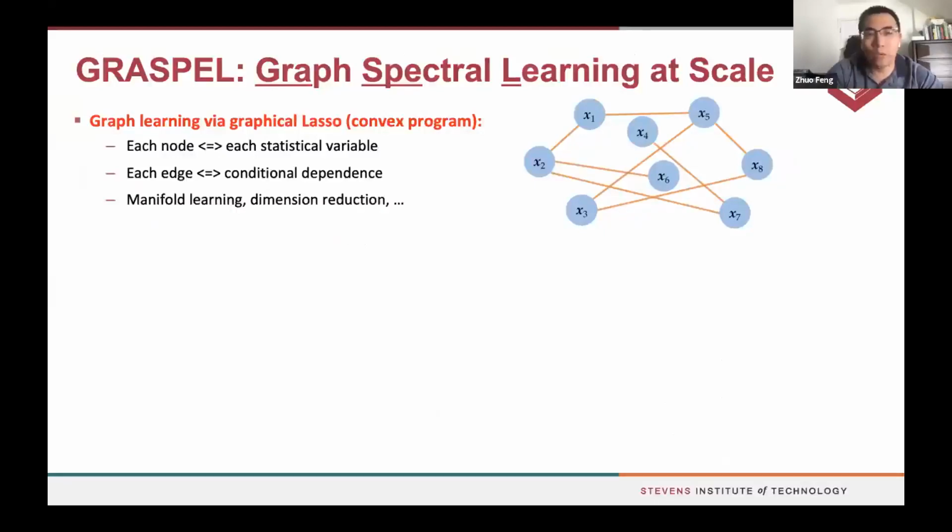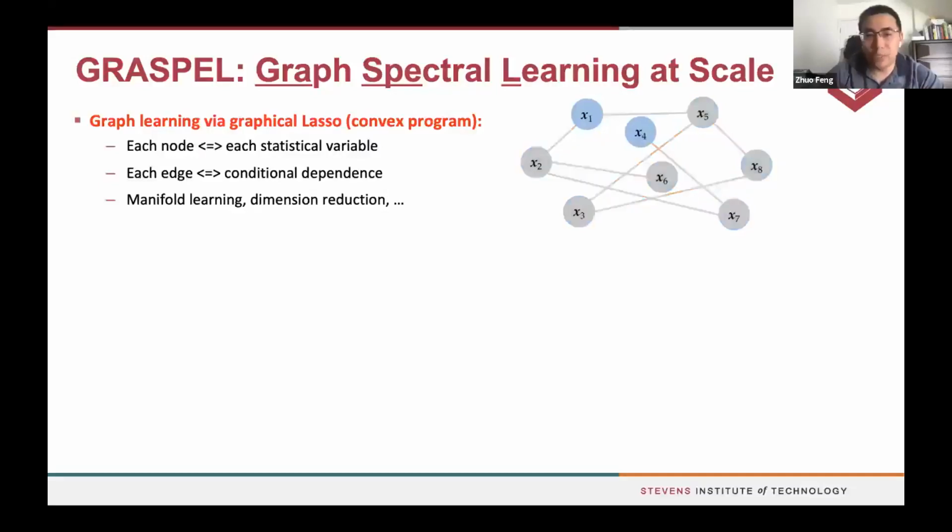The first one is called graph learning at scale using spectral method. This work is motivated by recent theoretic breakthroughs in graph learning, which try to use a convex program to solve a graphical lasso problem. In this image, we illustrate each statistical variable by a single variable x. There are totally 8 unknown variables here. Then we want to construct a graph which can encode the conditional dependence between these unknown variables.